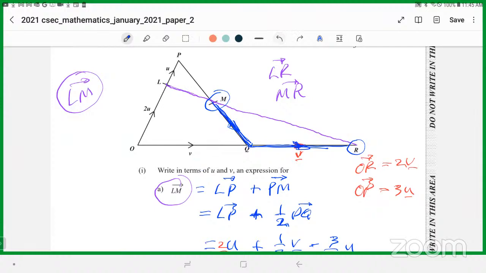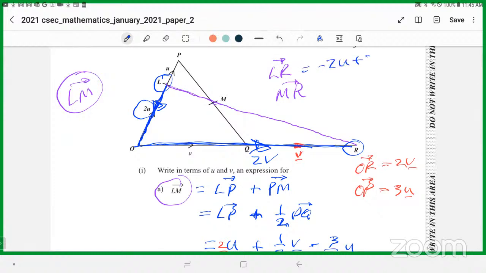But if you choose to go instead from L to R, then you have to calculate nothing. Because you just come down here with the minus 2U that is there, and you go across there with 2V. V plus V is 2V. So there's no calculation needed when you're calculating the LR. It is obvious on the diagram that it is minus 2U plus 2V. That is why the LR is easier to find.